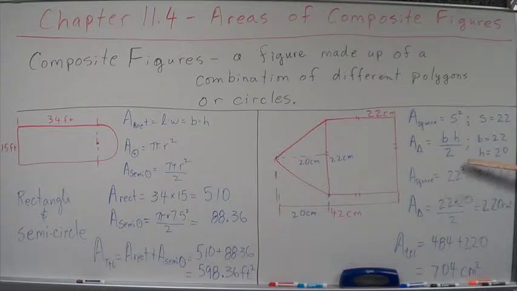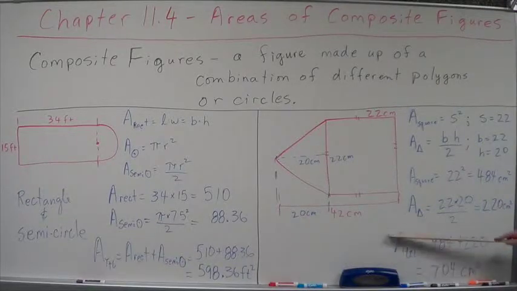The area of the square is 22 squared, or 484 centimeters squared. The area of the triangle is 22 times 20 divided by 2. And when we do that, we get 220 centimeters squared. The total area of the whole thing is going to be those two added together, which will be 704 centimeters squared.